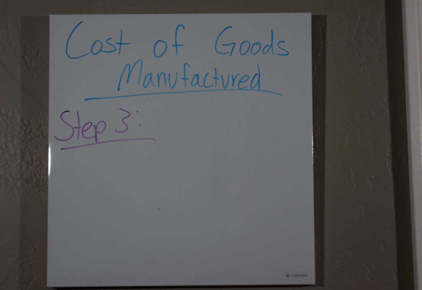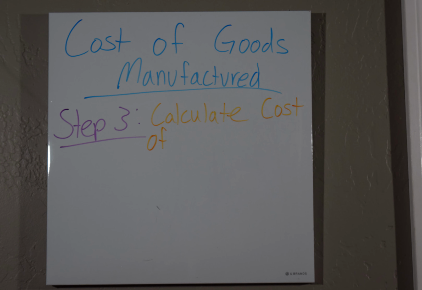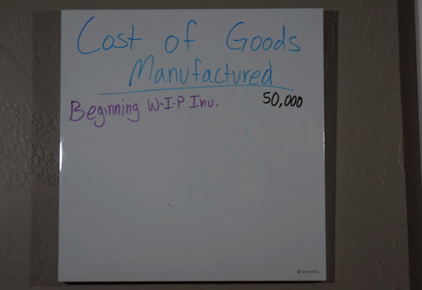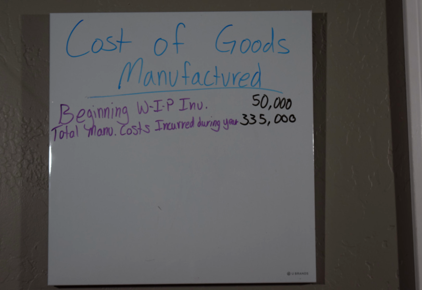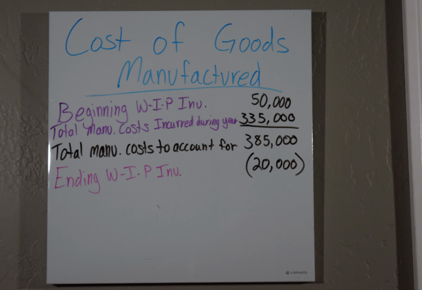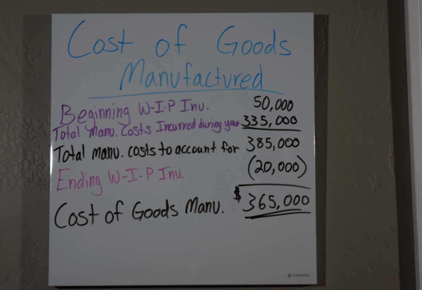The last step is to calculate the cost of goods manufactured. This will be the beginning work in process inventory plus the total manufacturing costs incurred during the year to give you the total manufacturing costs to account for. Then, subtract the ending work in process inventory to get your cost of goods manufactured.